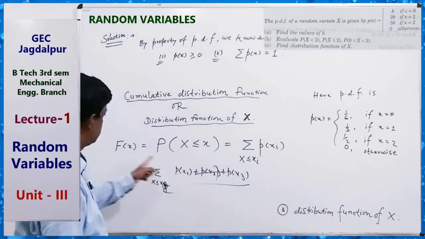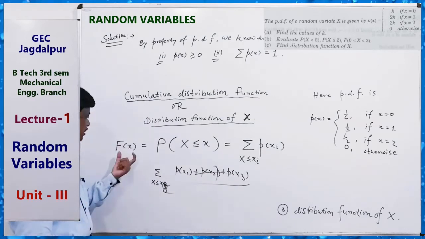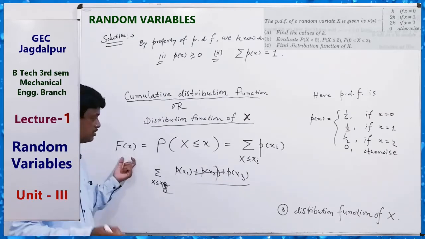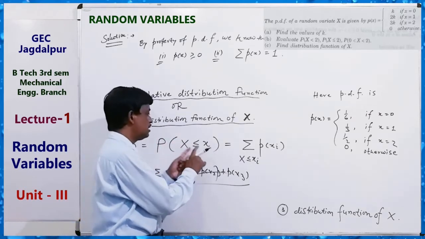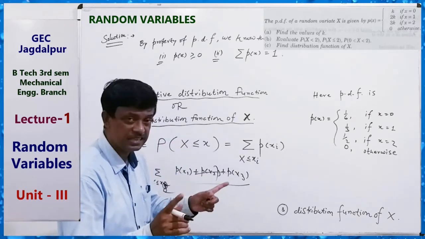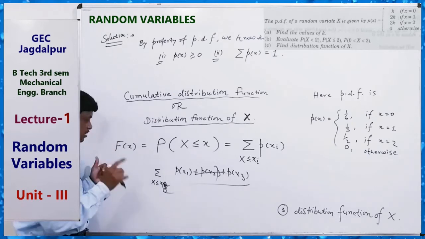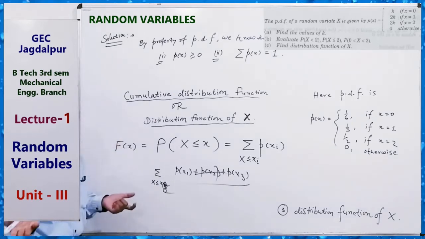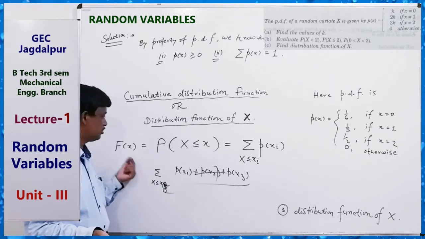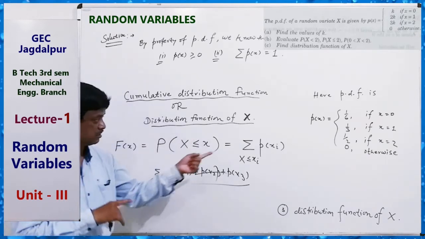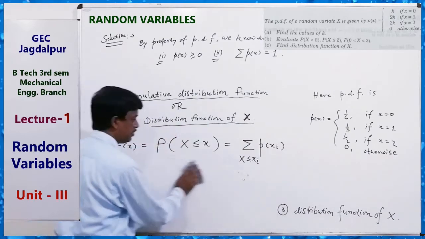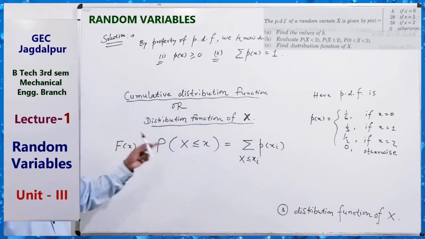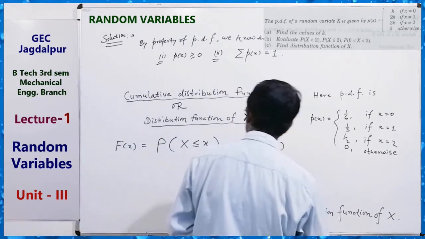So F(x), the cumulative distribution function of random variable x, is defined as the probability that the random variable is less than or equal to x. In the discrete case, F(x) equals P(X less than or equal to x). This is the formula, just remember it. Clear? For the discrete case.